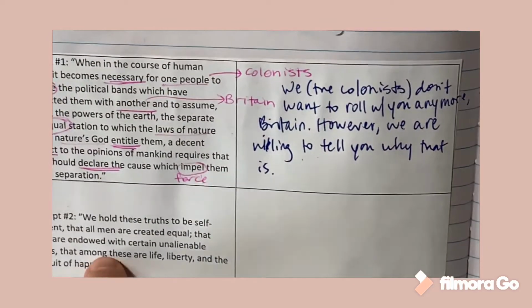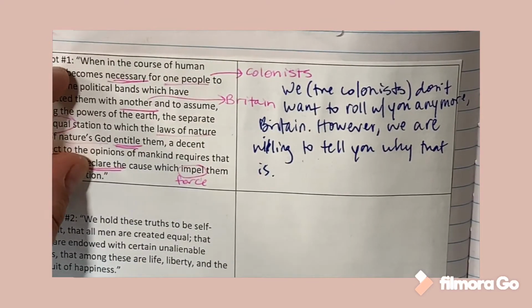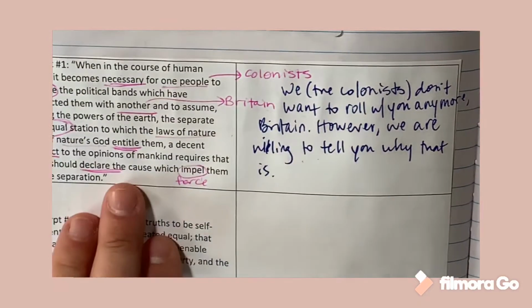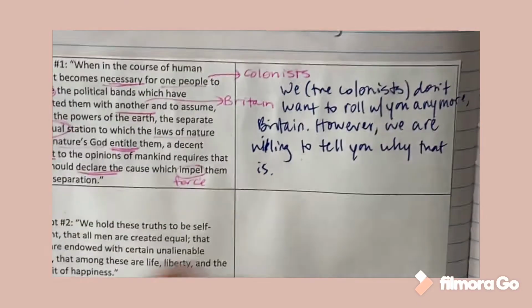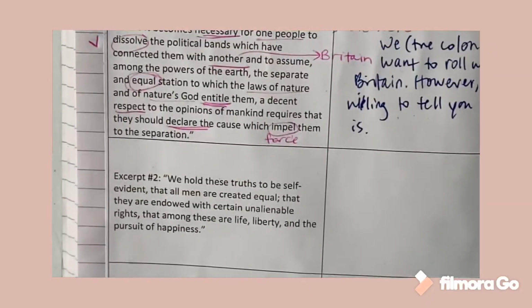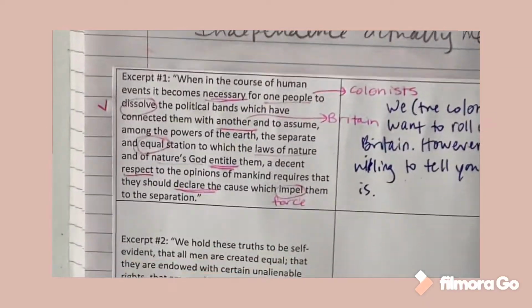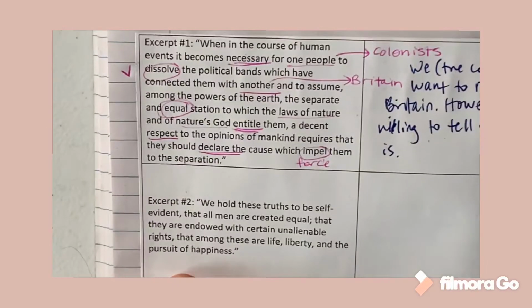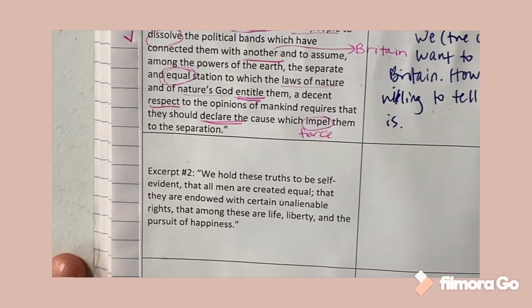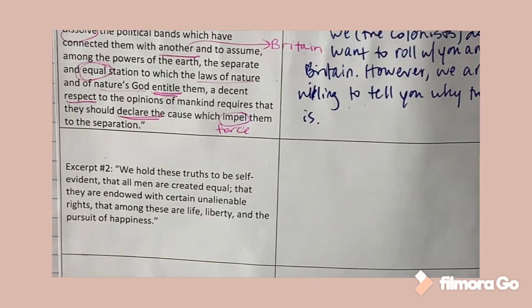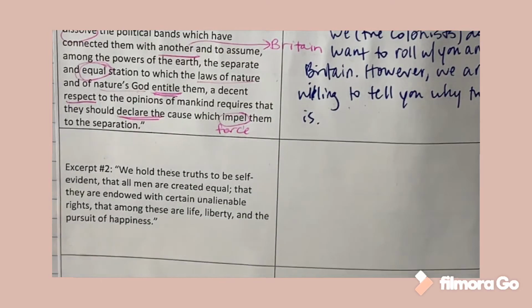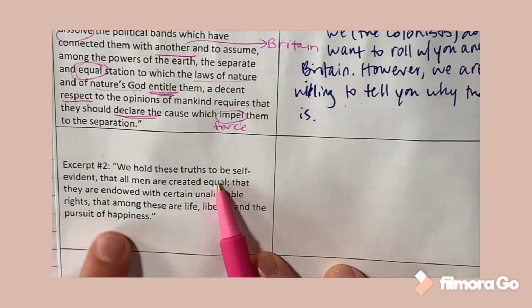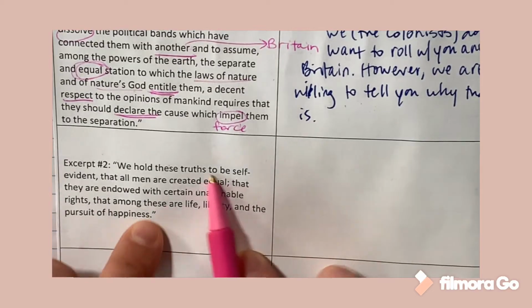Okay, so we just took the first part of the Declaration of Independence, we kind of broke it down, made sure we understood all of the vocabulary, and then we paraphrased it. So let's move on to the second excerpt. And again, this excerpt is probably the most famous of any part of the Declaration. If you are familiar with the Declaration of Independence, it is the one that you are probably most familiar with. And this comes from the natural rights section.